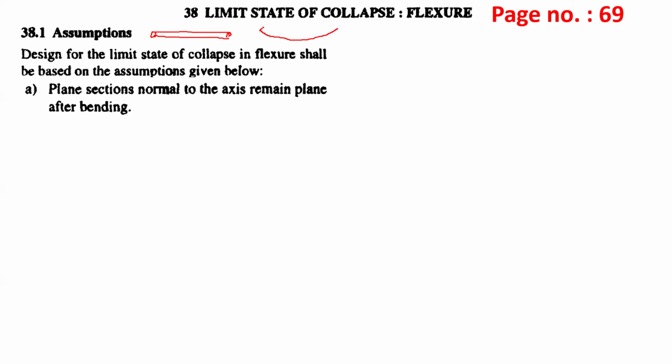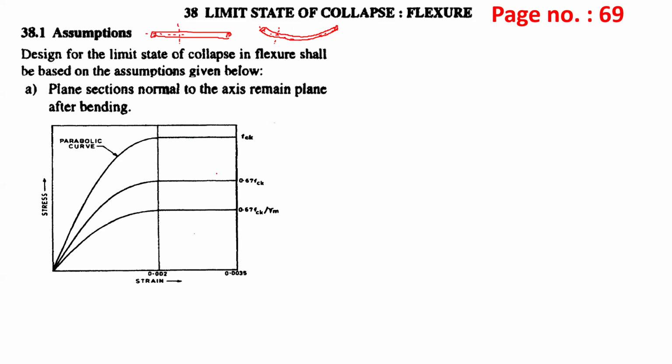Before bending, the section of this rebar is circular. After bending, it is not exactly circular; it will be a little deviated from the circular section. But this assumption says that sections normal to the axis remain plane after bending. So this will be our axis, and normal to it we can have the circular section. In the same way, this will be the axis, and normal to it we have the circular section.